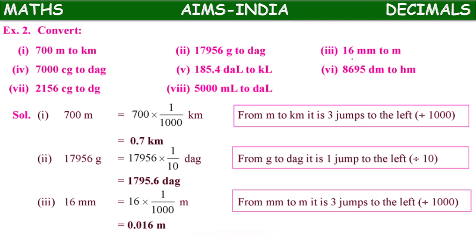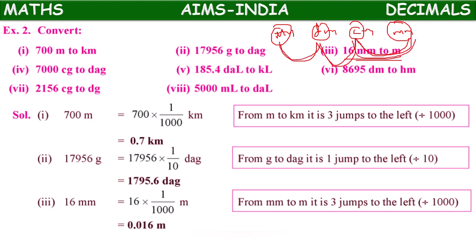Next, 16 millimeter to meter. Here meter will be in the units place. Before that deci, before that centi, before that milli: millimeter, centimeter, decimeter, then meter. We are moving from millimeter to meter, which means from lower to higher. How many steps? One step, two steps, three steps. So we have to divide by 1000.